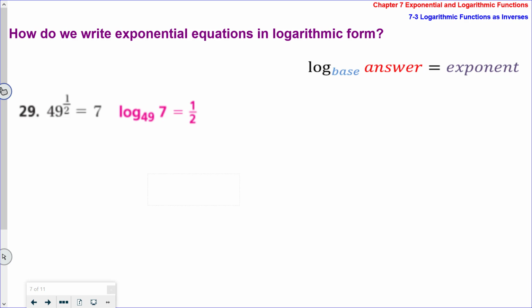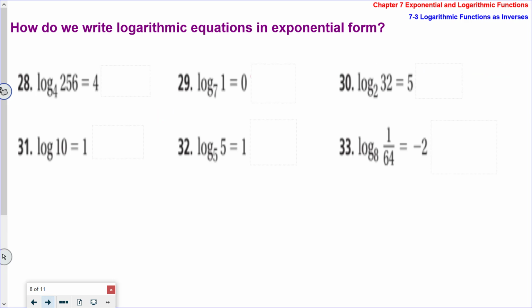Now let's go in reverse. Now we're going to have the logarithmic function first. We're going to have to write it as an exponential function. So the other way around. Number 28, you have the logarithmic form. What do you think exponential form would be? Just think about it. What's the base here? What's the exponent? So it's 4 to the 4th power. What's the answer? 256. So 4 to the 4th power equals 256.